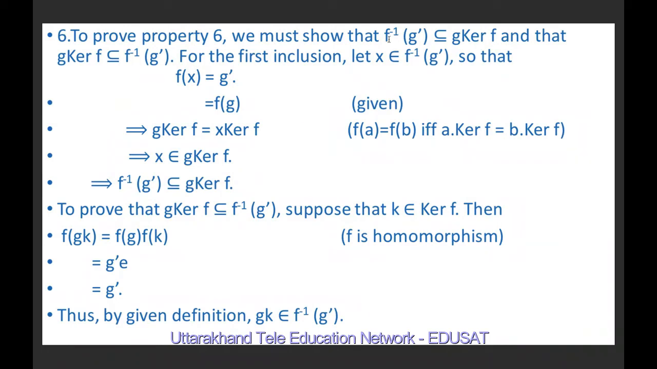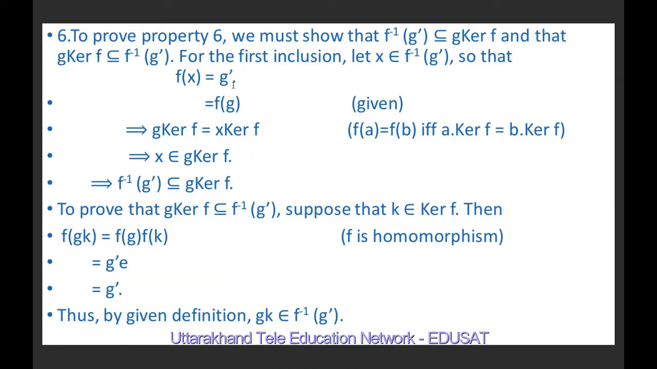So for the first inclusion, F inverse G dash is a subset of g kernel F. Let x belong to F inverse G dash. Now we will show that x belongs to g kernel F. Because x belongs to F inverse G dash, by definition Fx equals G dash, because F inverse G dash is defined to be the set of all elements x belonging to G for which Fx is equal to G dash. So Fx is equal to G dash.